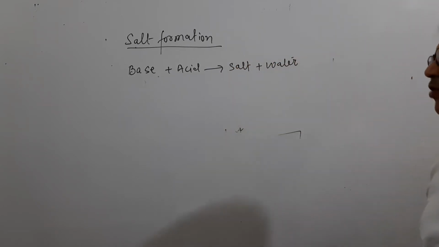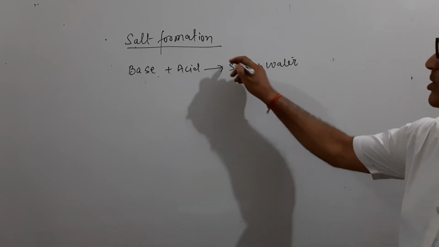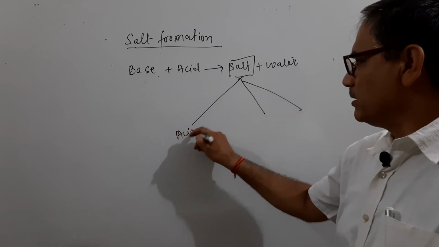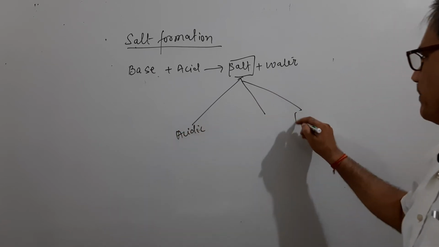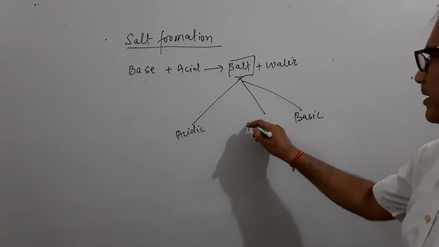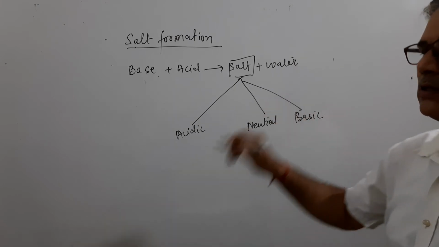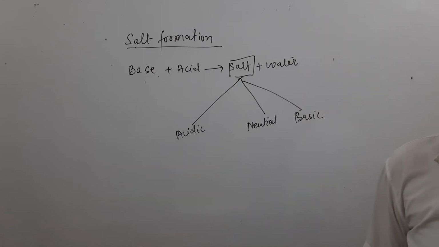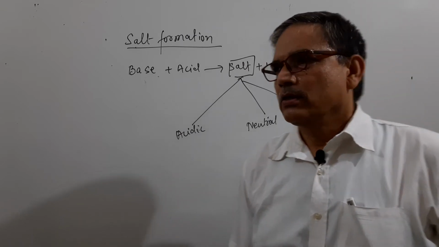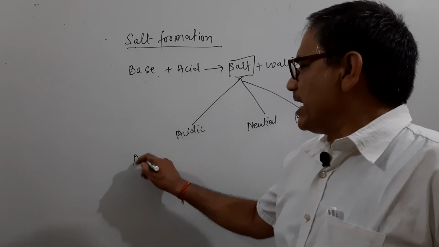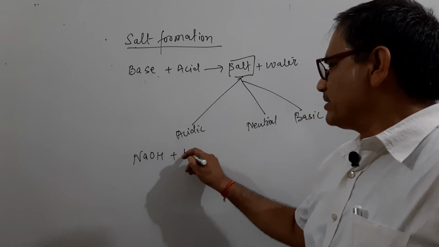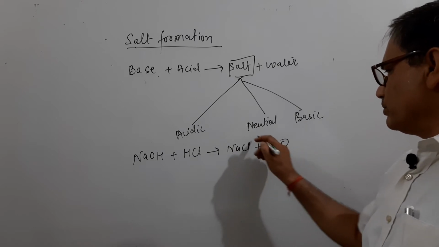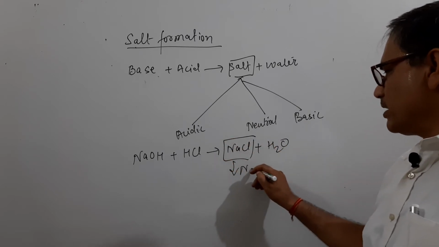And the nature of the salt may be acidic, may be basic, or may be neutral. The nature of salt is either acidic, basic, or neutral. The simple example of salt is the base NaOH plus the acid HCl, that gives NaCl plus H2O. This is the normal salt which we generally eat.